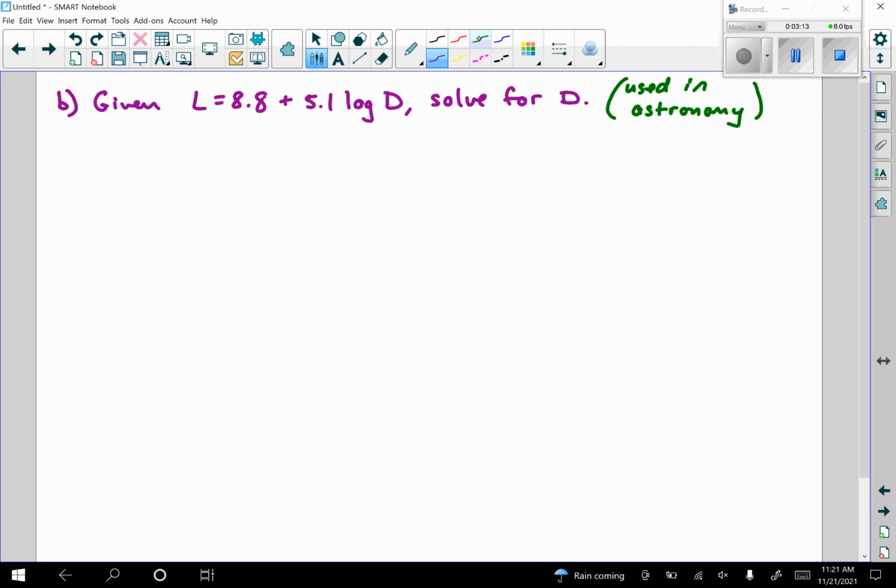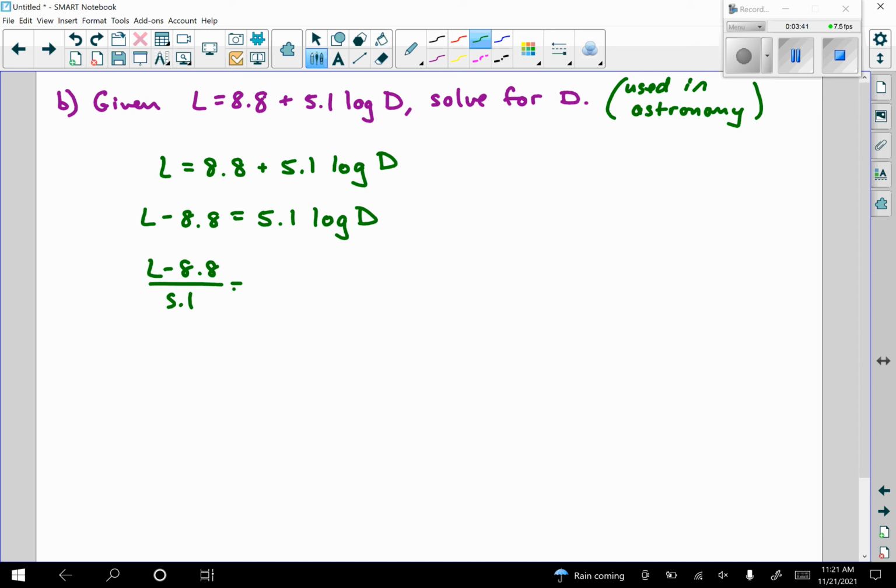Again, I'm just going to rewrite the formula. We're going to start with this constant here, 8.8. I'm going to subtract it from both sides, so we get L minus 8.8 is going to equal 5.1 times log d. Next, we have to get rid of the 5.1. We're going to divide both sides by it, because right now it's 5.1 times log d. So we're going to have L minus 8.8 all over 5.1 is going to equal log d.